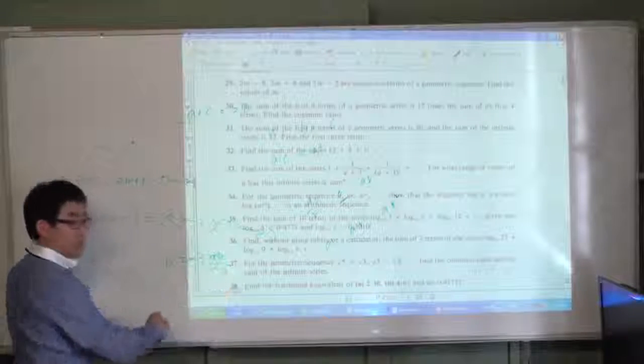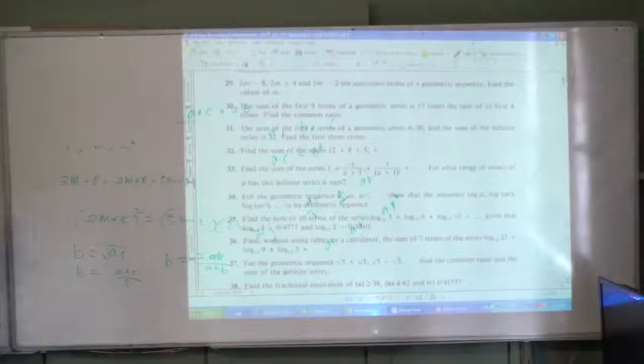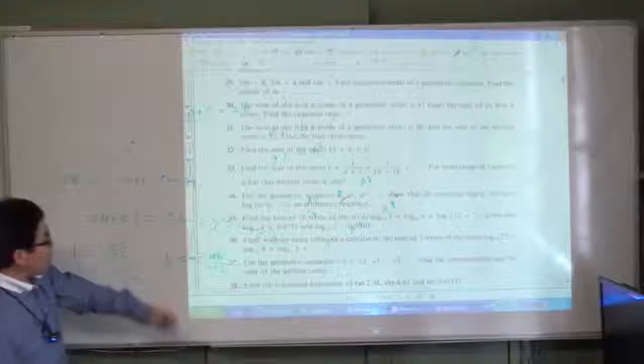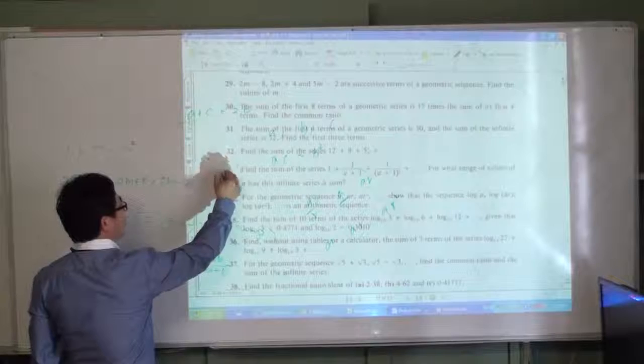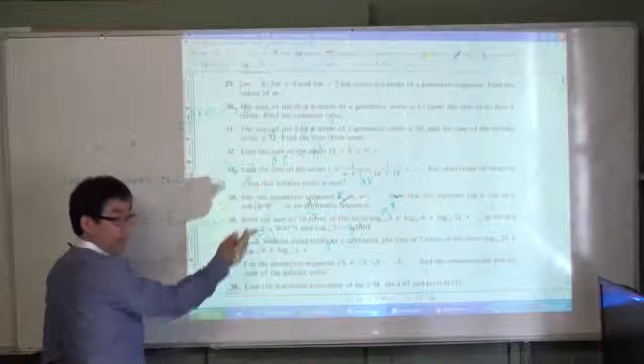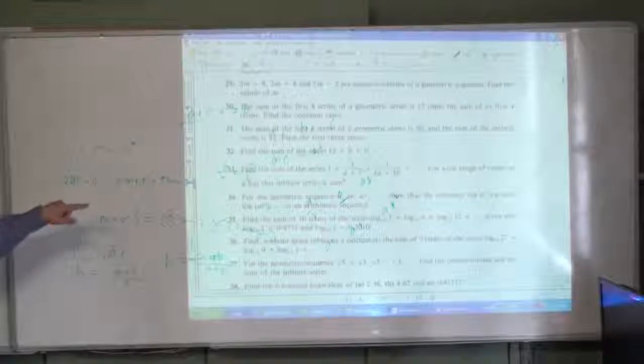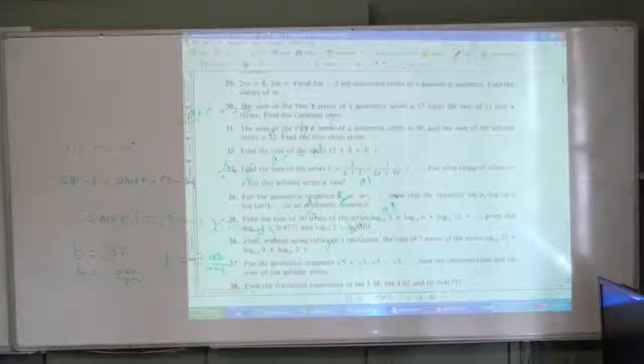Shouldn't it be plus or minus for A and C? No. Why? From the definition, B over A equals C over B, isn't it? That's the definition. There's no way to put a plus minus. That's the exact definition. The same ratio.